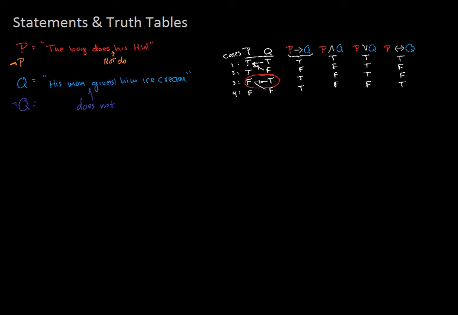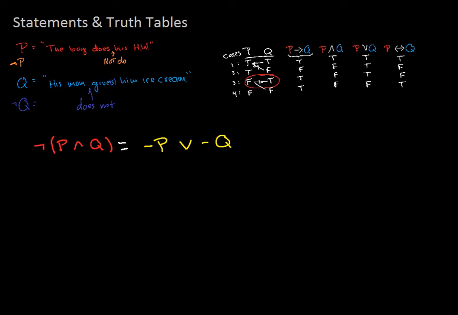Alright, so let's start with a couple easy examples. Let's use the truth table to show that the following statements are equivalent. Let's say not (P and Q). So this is the negation of P and Q, and we're going to show that that is equal to not P or not Q.